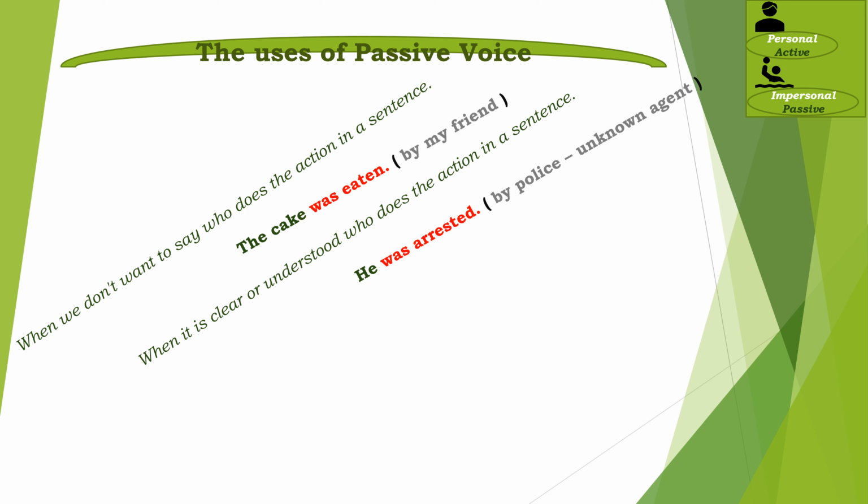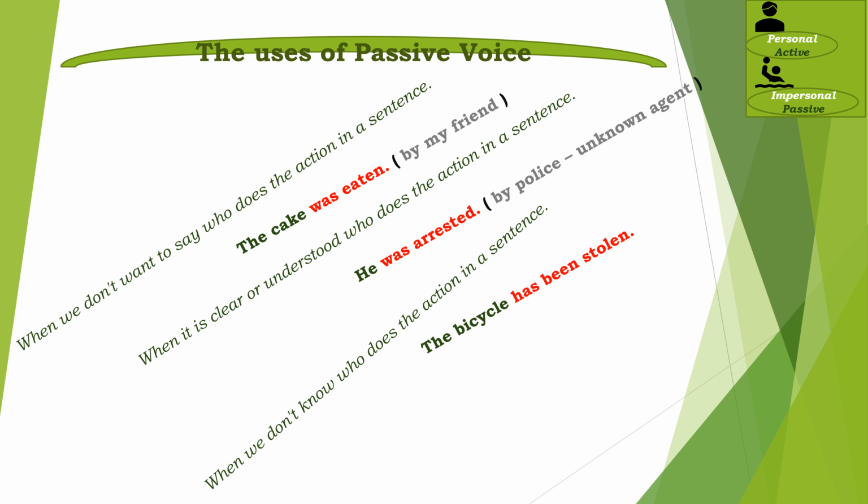Another use of passive voice is when we don't know who does the action in a sentence. This we have already discussed previously. Let's take a look at an example. The bicycle has been stolen. I don't know who has stolen the bicycle, so it is safe to say it in a passive voice.